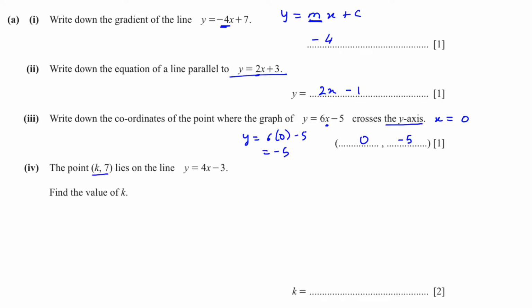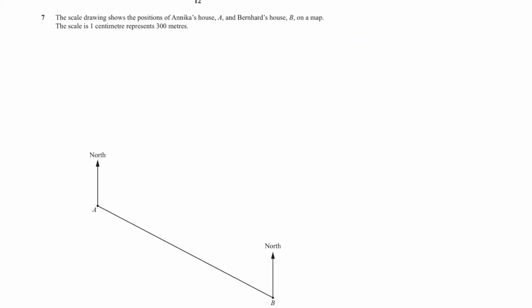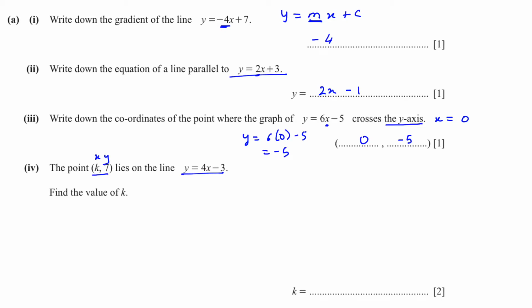A4, the point (k, 7) lies on the line y is equal to 4x minus 3. Find the value of k. I hope you all know that this is your x and this is your y. We'll replace y with 7 and x with k. So we have to make k the subject. 7 plus 3 is equal to 4k. Therefore 10 divided by 4 is equal to k. 5 over 2 is k. You can leave it as a fraction or write it as a decimal. K is equal to 2.5.